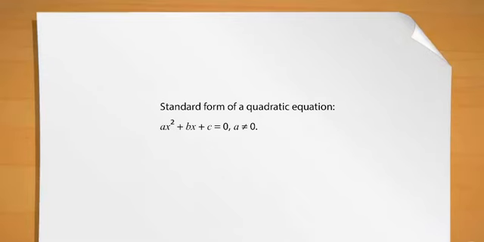You have learnt how to write a quadratic equation in its standard form. An equation of the form ax square plus bx plus c is equal to 0, where a is not equal to 0, is called the standard form of a quadratic equation. In this animation, you will learn how to solve quadratic equations by factorization.